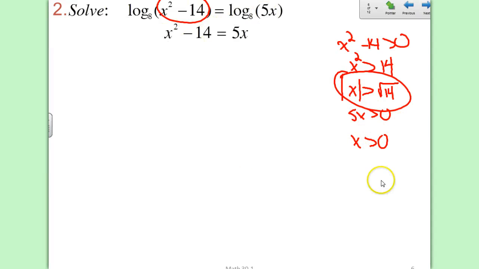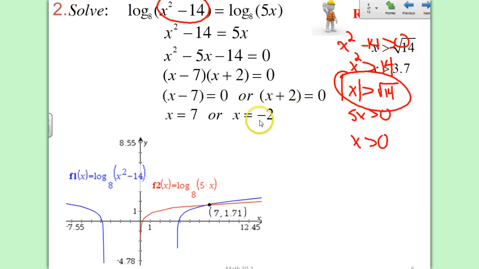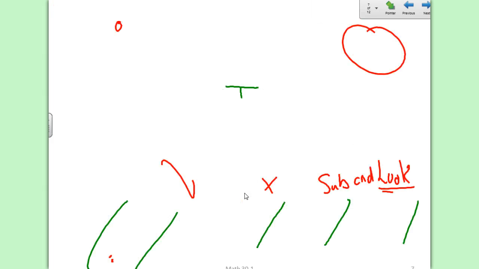So now my arguments are equal. I solve it. It's a quadratic. I take it to one side, I factor it, and I get two answers of x equals 7 and x equals -2. Hold it. I've got to be greater than root 14. If I plug in one of these answers, like -2, that doesn't work. And that means that -2 is extraneous. Okay, you can't have that one. Does not work. Okay, so nothing fancy. We're using this to get equal logs together and then go from there.